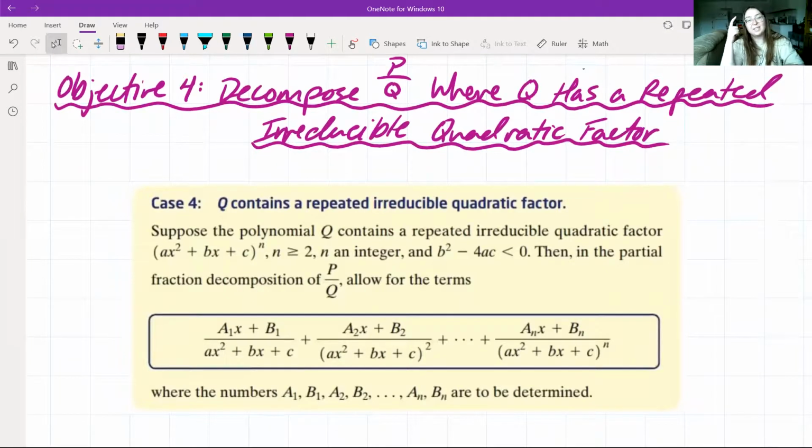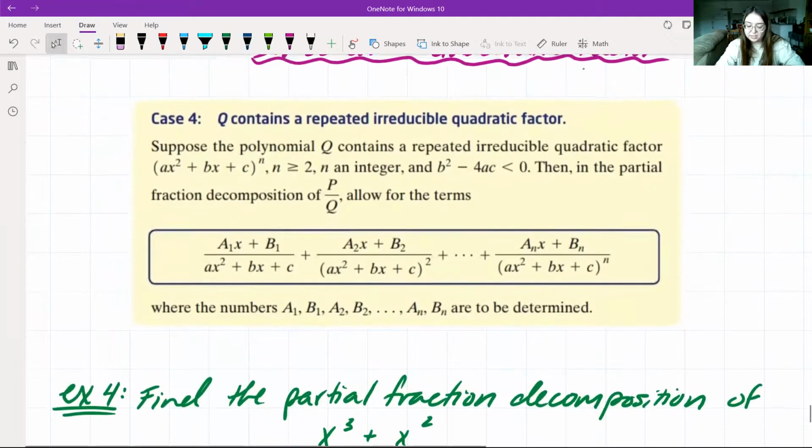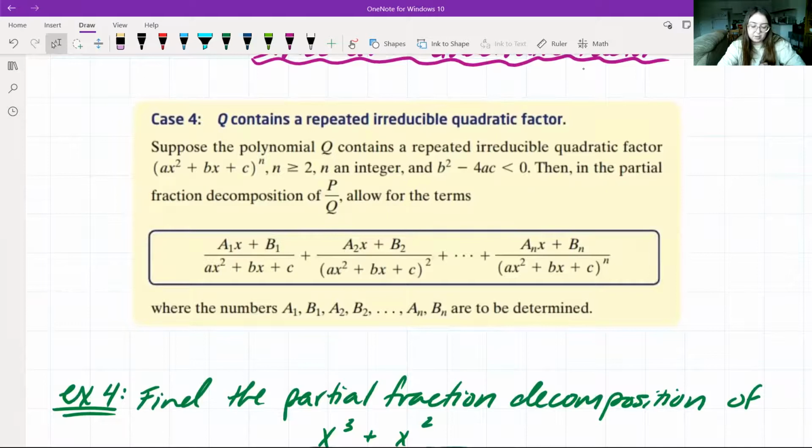So, all right, our last objective here, objective 4, we want to decompose P over Q, where Q has a repeated irreducible quadratic factor. Case 4, we suppose the polynomial Q contains a repeated irreducible quadratic factor, ax squared plus bx plus c to the power of n, where n is greater than or equal to 2, for n an integer and b squared minus 4ac is less than 0. So once again, just establishing this idea that it's going to be irreducible.